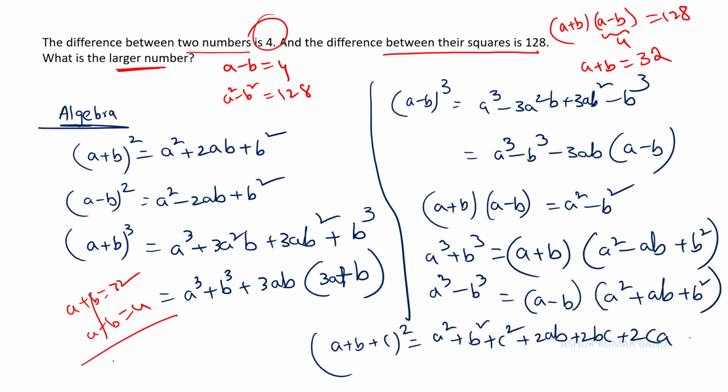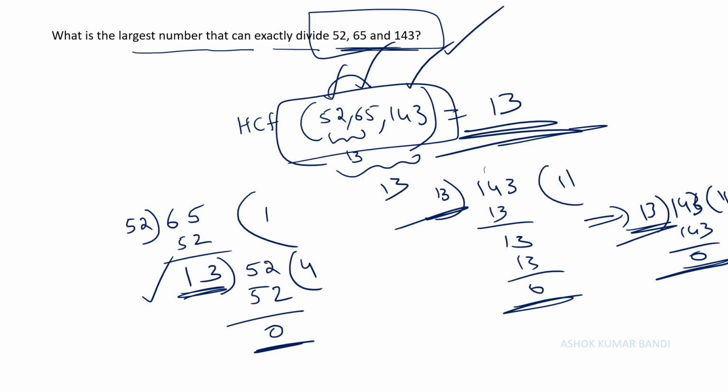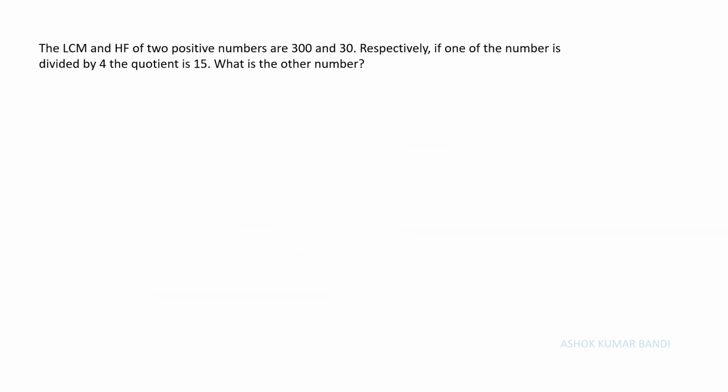b cancels. So 2a is going to be 36. So a is going to be 18. That's it. That's the largest number. You can solve like that. So these are the problems in number system. You can find these kinds of problems.